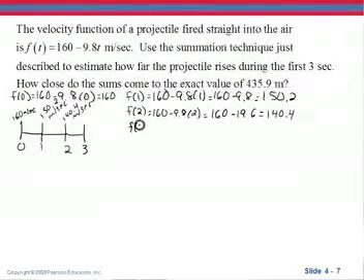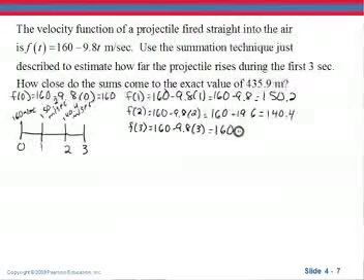Okay, well, how fast is it traveling at 3 seconds? That would be 160 minus 9.8 times 3. 9.8 times 3 is going to be 29.4. And we subtract here, and we will get 130.6.